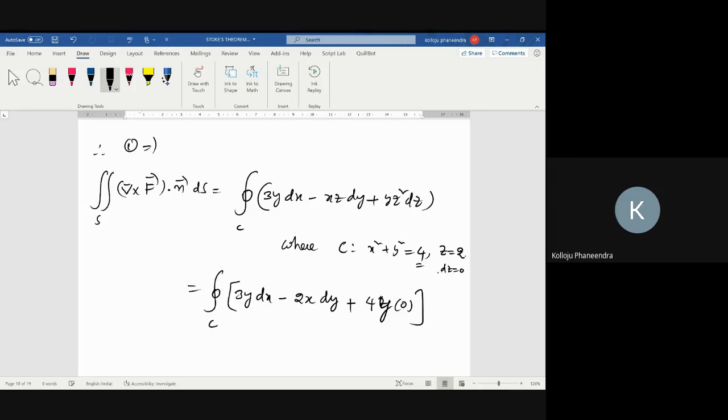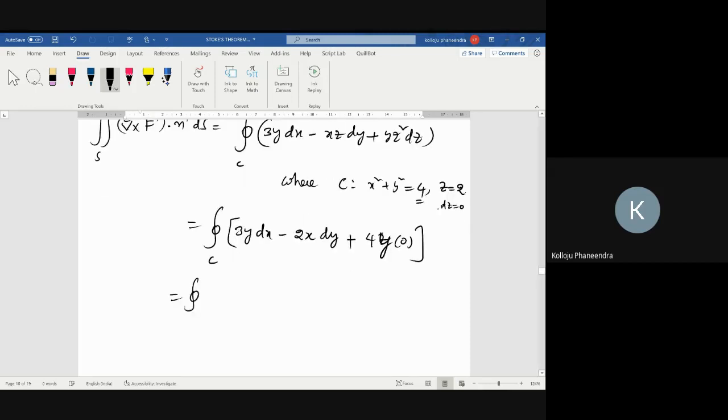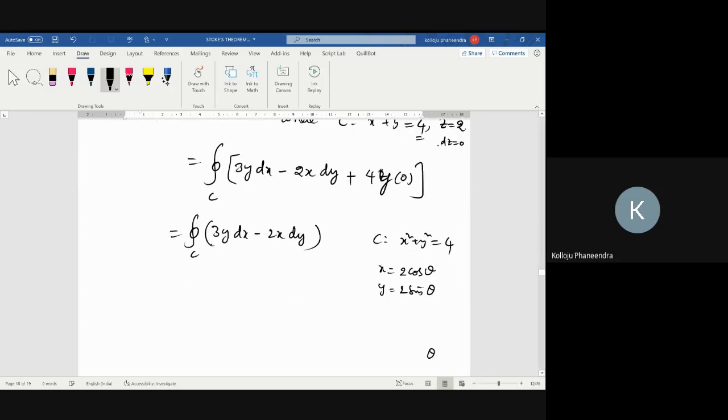So what this part becomes is circulation over C, 3y dx minus 2x dy. Now, what is C, clear now? The problem completely reduces to 2 dimensions. To evaluate it, use parametric equations x equal to 2 cos theta, y equal to 2 sin theta, and dx, dy accordingly. And theta varies from where to where? Since it is the boundary of a circle, 0 to 2 pi.